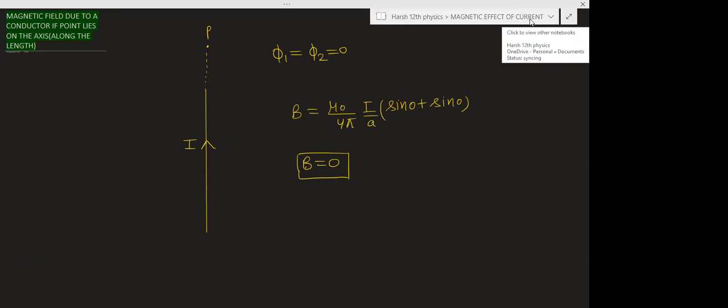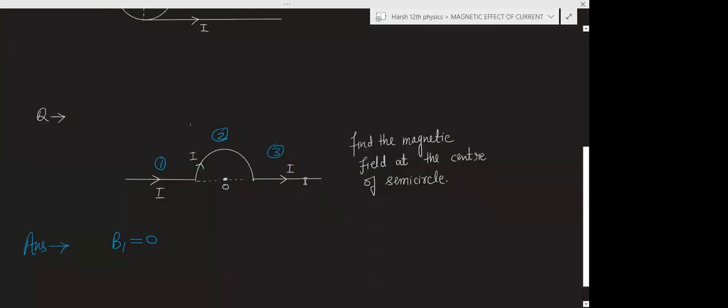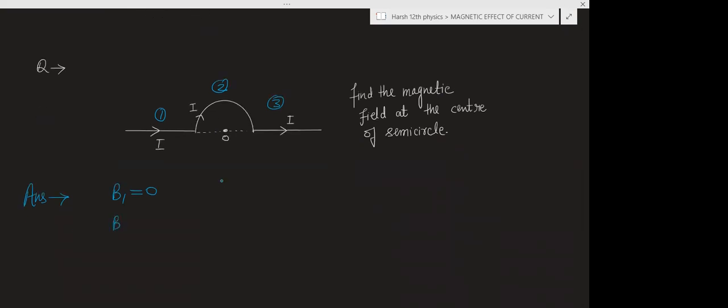Fine now. So I think that is okay. And this is also true for wire number third. This point O is on the axis of this wire. So due to this wire, the magnetic field at this point O is again 0. So B3 is again equal to 0. So the total magnetic field at the center will be only due to wire segment number second.